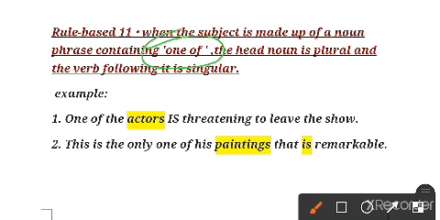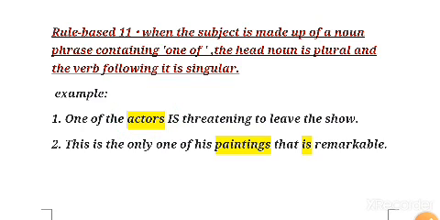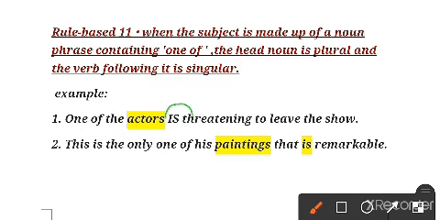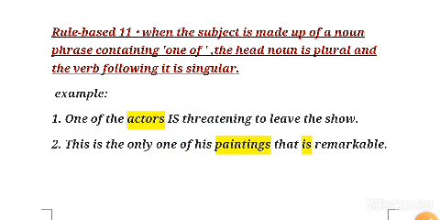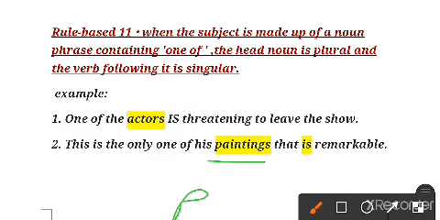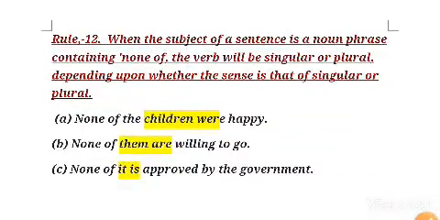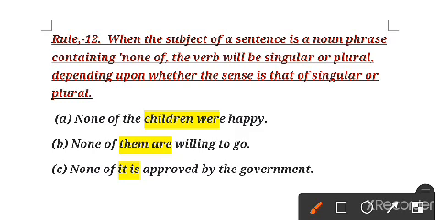Now rule 11, when the sentence is joined by one of, okay, the subject will be plural, and when the head is plural, the verb must be followed in singular form. One of the actors: see, the head of the subject is plural, but the verb is used in singular form. Here also one of is given. In the case of one of, the head of the subject will be in plural form, but the verb follows in singular form. Clear?